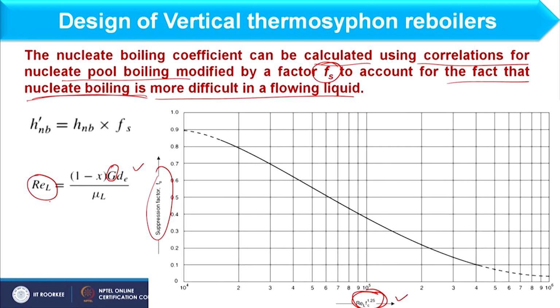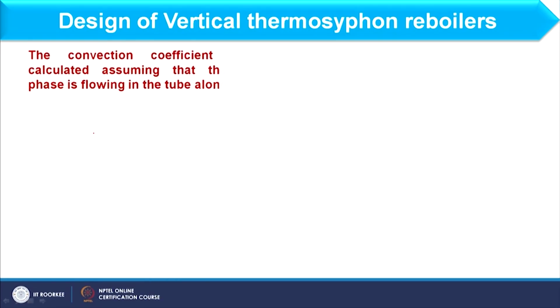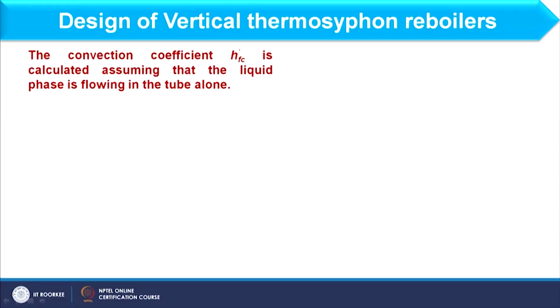So, once you have REL, we can find FC in the next slide, and you can see the Fs value from this graph. So, HNB dash is equal to HNB into Fs, right. And next we have to consider the convective coefficient, because when liquid and vapor are both available, we have both mechanisms of heat transfer, convective heat transfer as well as nucleate boiling, right. The convective coefficient, that is HFC, is calculated assuming that the liquid phase is flowing in the tube alone.